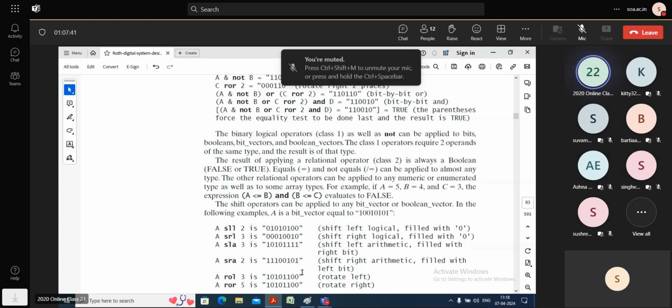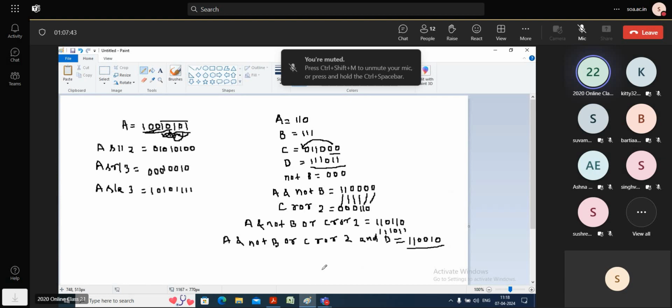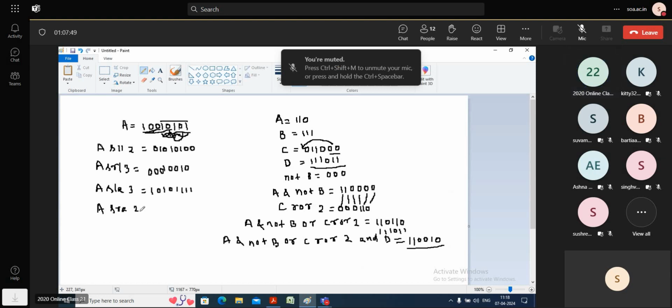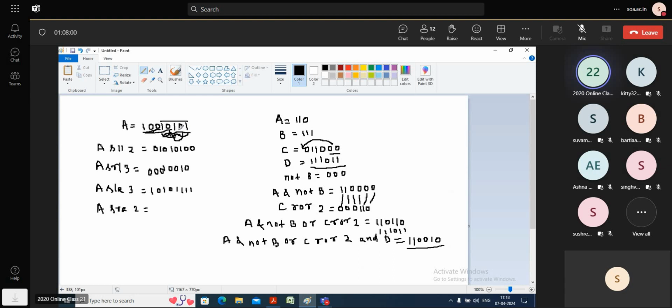Again, let's say SRA 2, shift right arithmetic by 2 positions. So these 2 will go away. This 0 1. So the rest is 1 0 0 1 0 1, right?